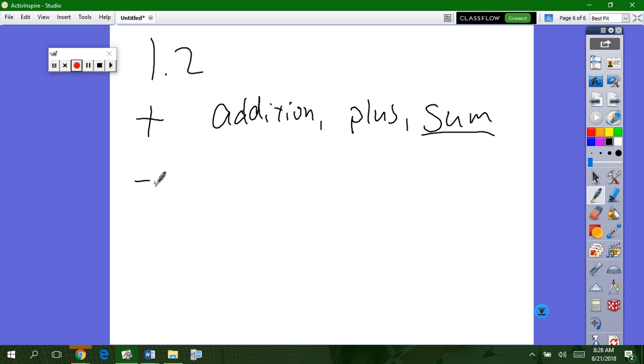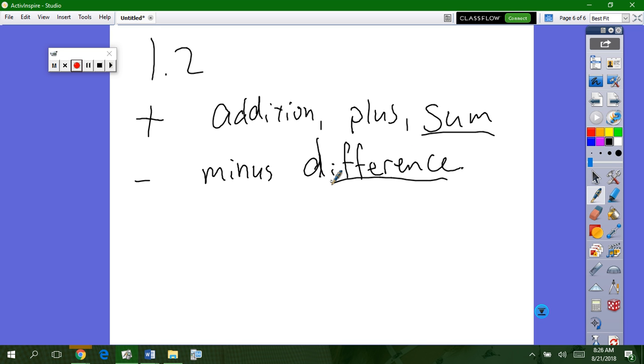How about a minus? What's another word? We've heard minus before, right? Difference is the big word we're looking for. Okay.